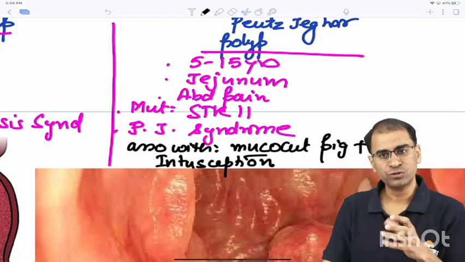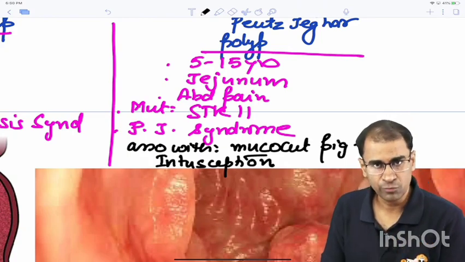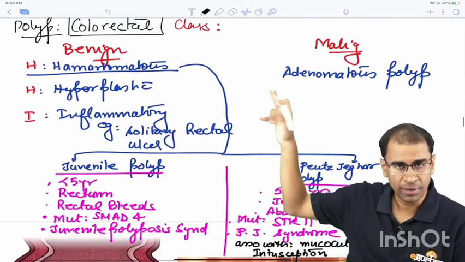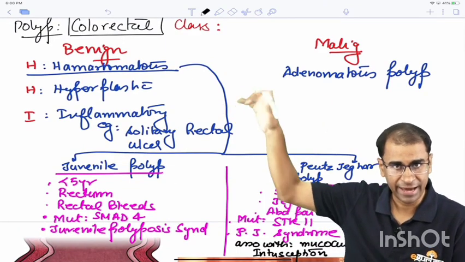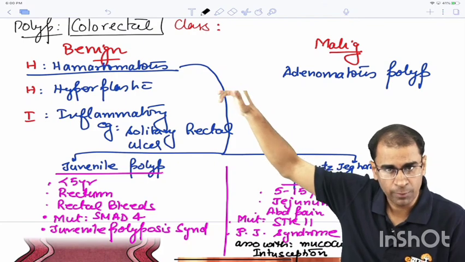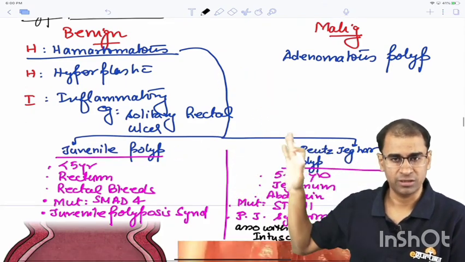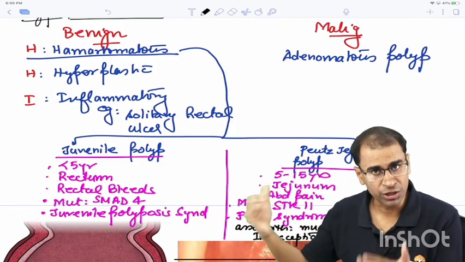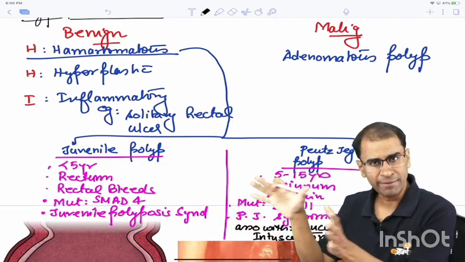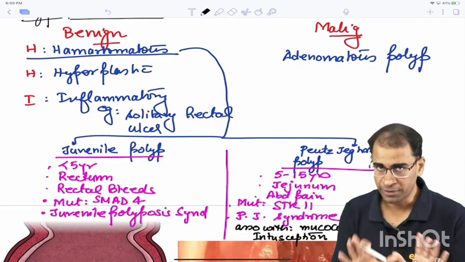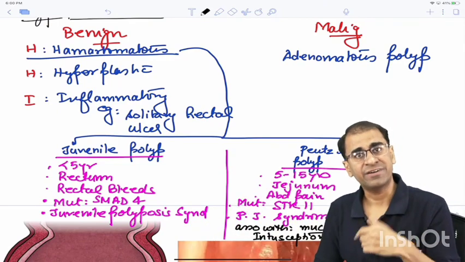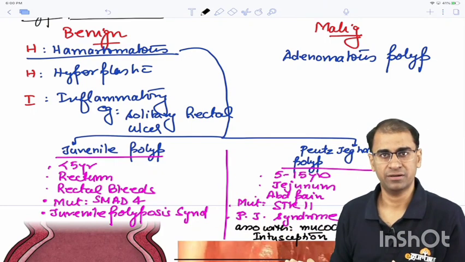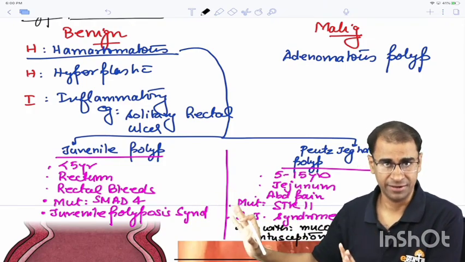Okay. Now, first I will show you some gross morphological images. We'll then see the microscopic images. First, have a small revision of this. Polyps can be benign or malignant. Benign, it is 3 types, HHI. Among the first H, hamartomatous, there are 2 types, the juvenile polyp and the Peutz-Jeghers polyp. These polyps are benign, but when seen with mutations and with syndromes, they become predominantly malignant polyps. However, they predominantly are benign. Number 1, they have a risk of malignancy. Secondly, when with syndromes, they often are malignant.